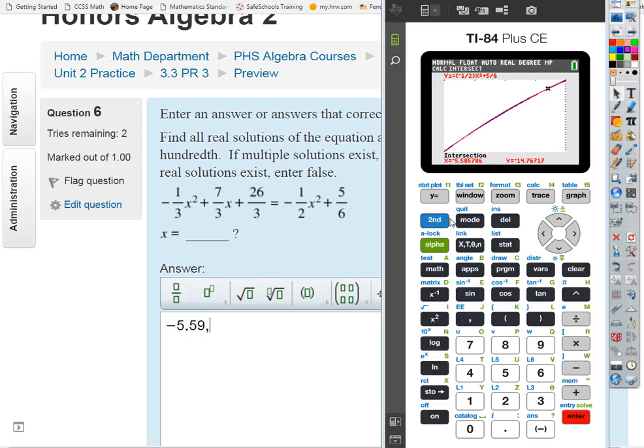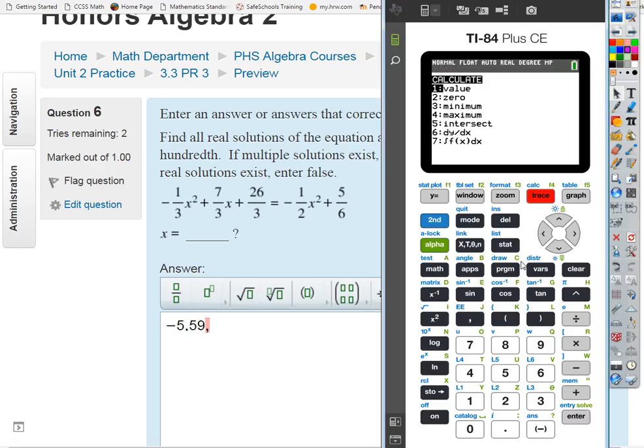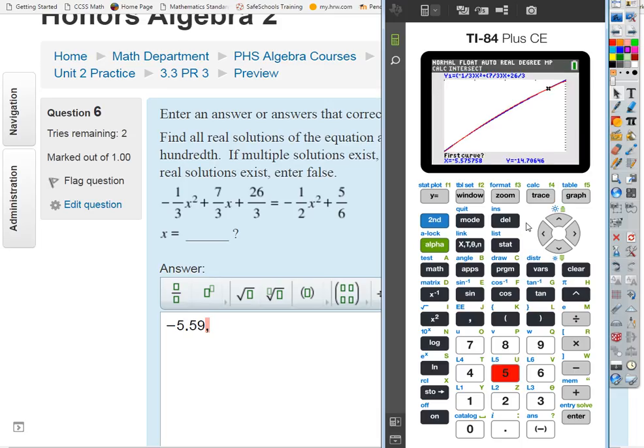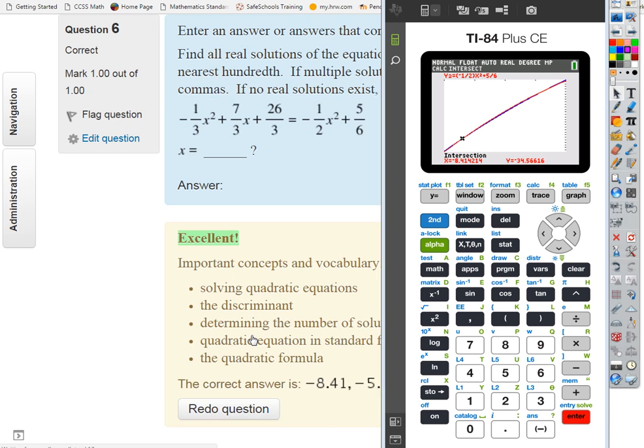Then do the same thing again: second calc, intersect, first curve, second curve. We'll go way back down here, way down by that one, hit guess. And we also get negative 8.41. Okay, that's all there is to it.